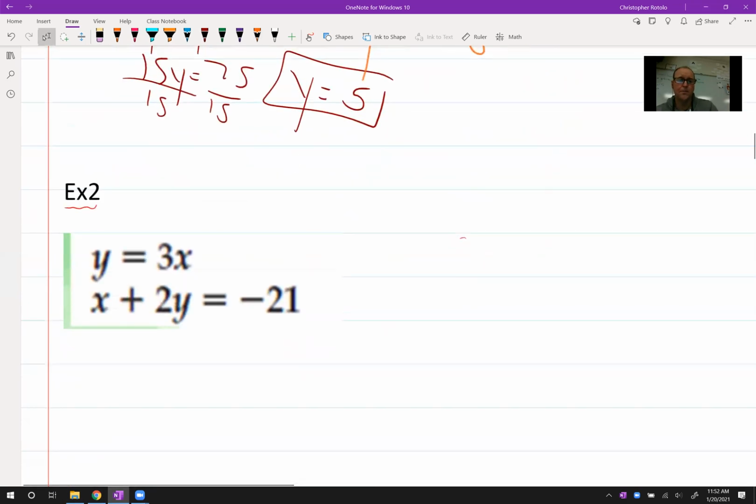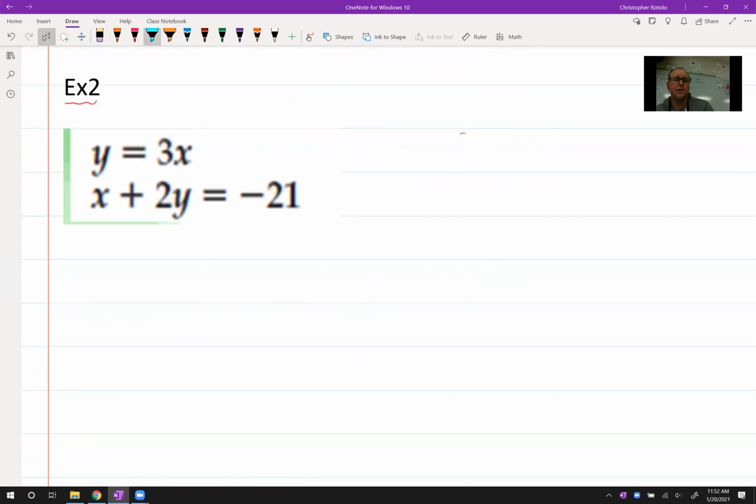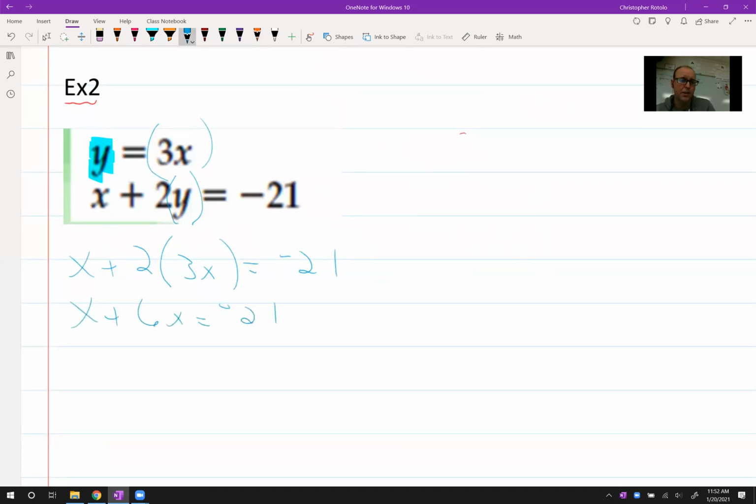All right, example 2. This time y is already by itself. Tell me why. It's my boy band impersonation. Like it? Okay, here we go. Now y is 3x. What I like to use is a lot of parentheses. So I'm going to replace this y with what it's equal to: x plus 2 times, instead of y, 3x equals negative 21. Here we go. x plus 6x equals negative 21. So that's 1x, so it's 7x equals negative 21.